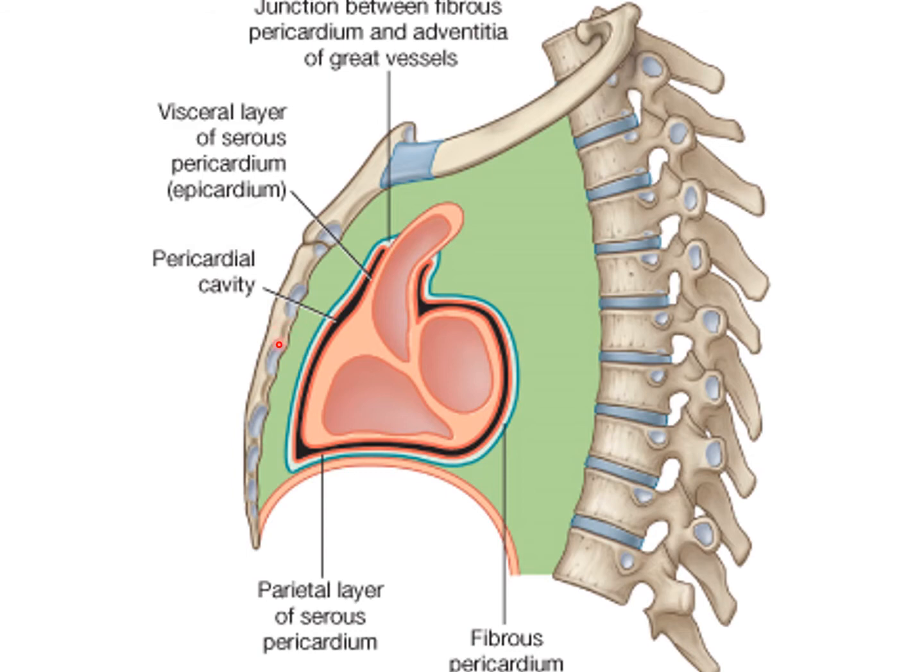Now parietal layer and visceral layer, these are the two layers. The visceral layer of the serous pericardium is named epicardium, and the parietal layer of the serous pericardium is the outer layer. So the outer part is named the parietal layer of the serous pericardium.